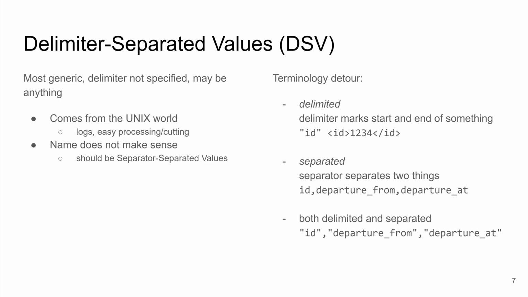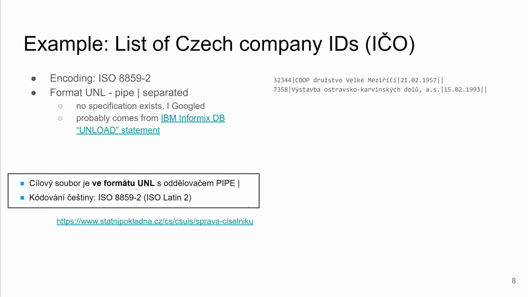Now, an example of such an approach can be, for instance, this list of Czech company IDs. So this is a data set that is live. You can find it on that URL that you see in the slide. And there is a screenshot of the description of the data format. So it says this file is in the UNL format, which, by the way, doesn't exist. And it uses a pipe symbol as a separator. And it is encoded in ISO Latin 2, so it is, again, a bit harder to work with.